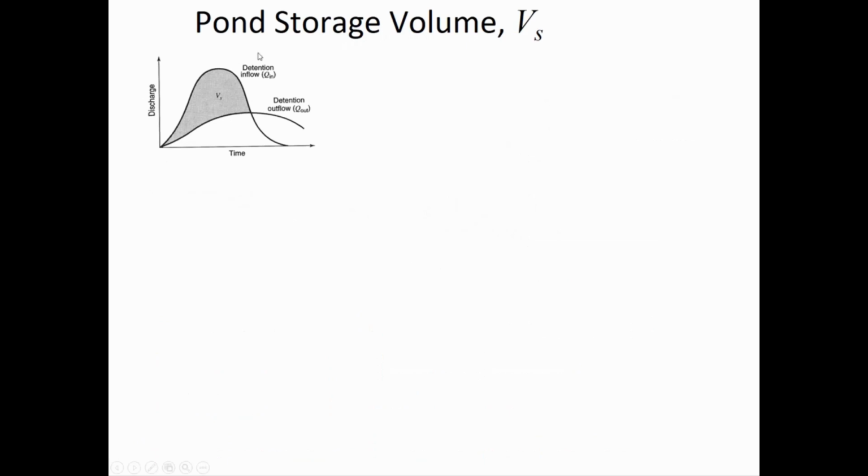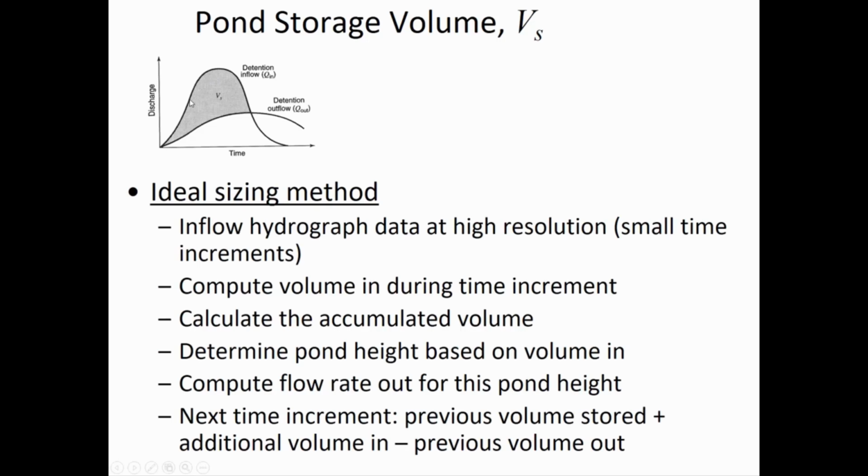So how big should the pond be? This figure is showing that the pond is storing the difference between the inflow hydrograph and the outflow hydrograph. So look at what we've got: over time, the discharge of the pipe that's feeding the pond, which is the inflow curve, and then the outflow curve. The pond is going to store the difference between the two. So its accumulation is in minus out. This V sub S is the accumulation inside the pond.